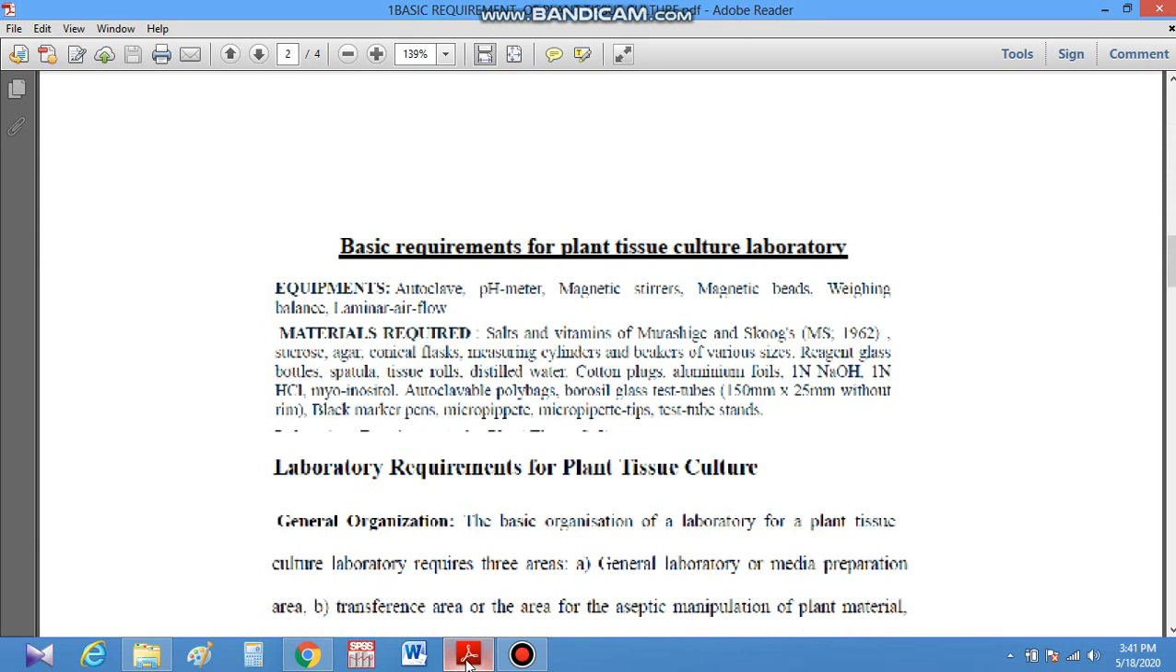The plant part which is used for regeneration is called explant. Explant may be a leaf, a shoot, a root or embryo or any other plant part. It can be any cell, any tissue and any organ.